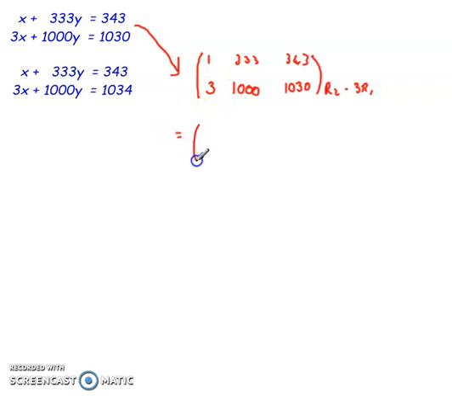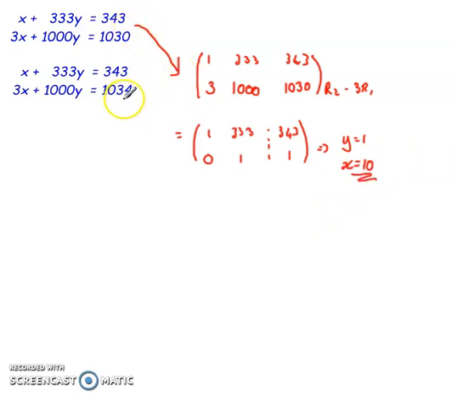If I were to do that, my top row would stay the same. I'd get 1, 333, 343, then have a 0 entry in the matrix here, then have 1 and 1. So it's quite nice because from that, what I can read off is that y is equal to 1, and if I substitute it back into here, I get x plus 333 is 334, so x is equal to 10. So there's my solution to the first one.